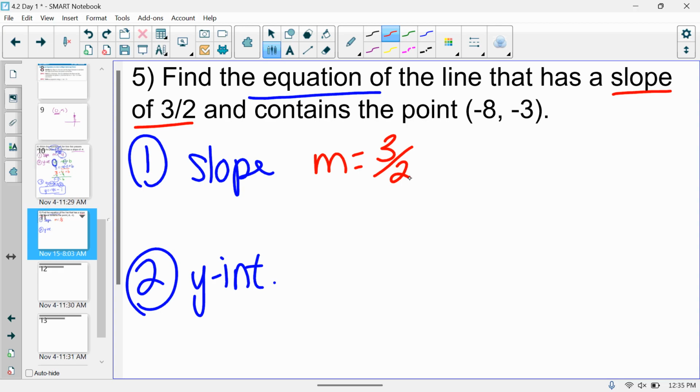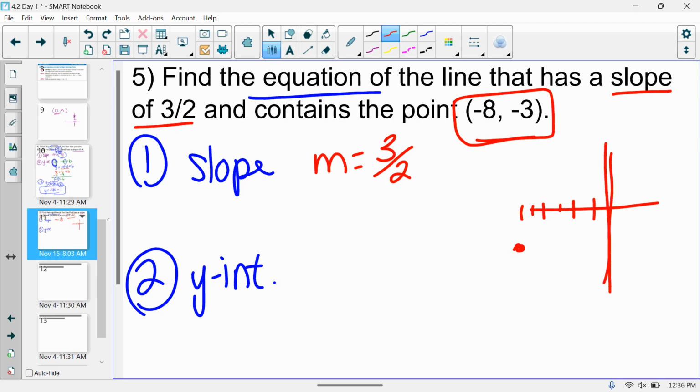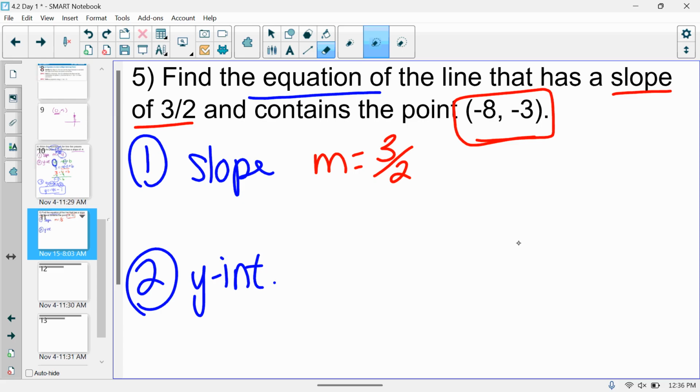Do I know the y-intercept? Give me thumbs up or thumbs down. So in other words, is this point on the y-axis? No, because look, -8 would be way over here and then down 3. The y-axis is way over here. That point's not on the y-axis. So I don't know the y-intercept, okay?